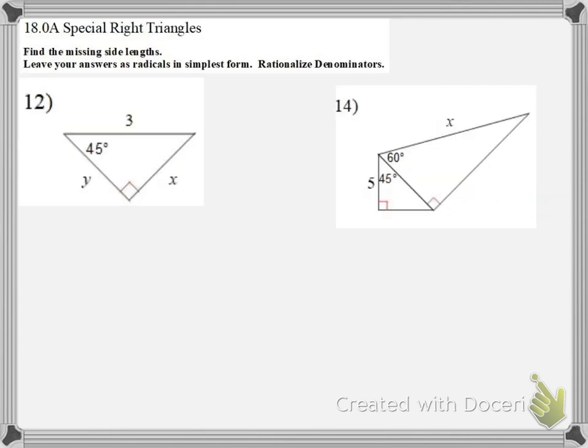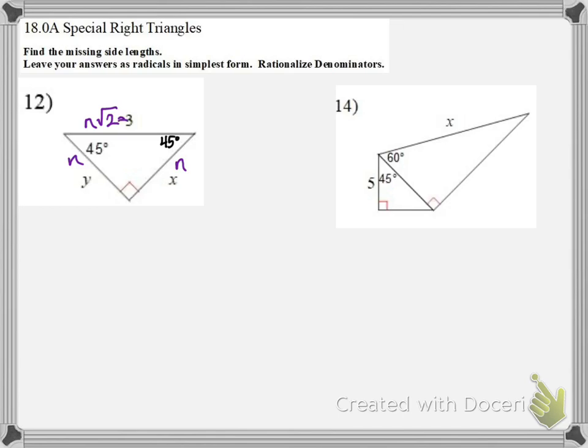Number 12. Looks like another 45, 45, 90 triangle. Except that hypotenuse is supposed to have a root 2 on it. Leg, leg, and root 3 for the hypotenuse. It's supposed to have, I wrote root 2 again when I meant root 3. Two sides of angle, root 2's in it.